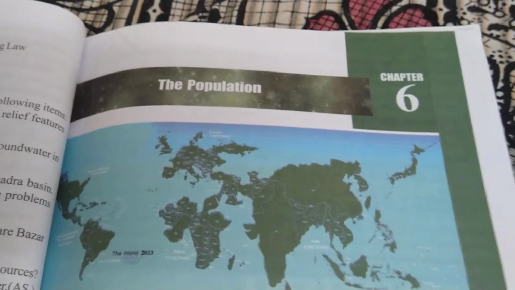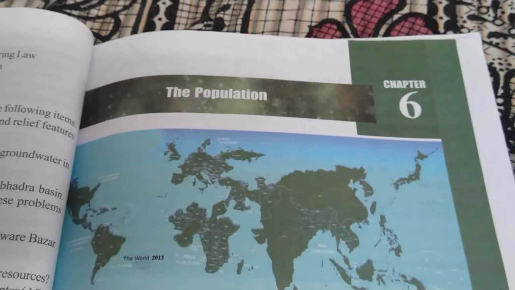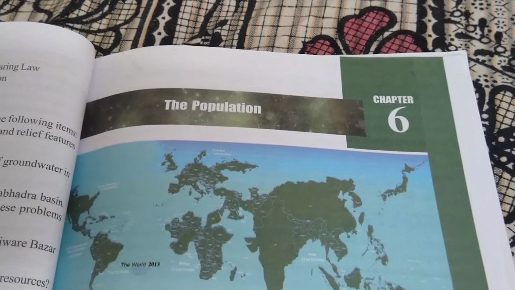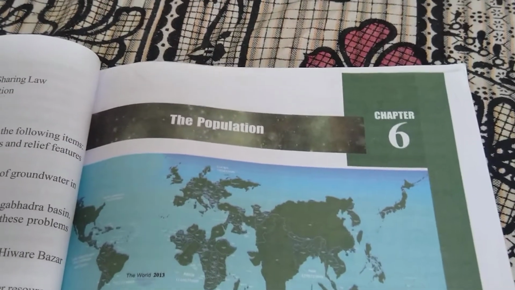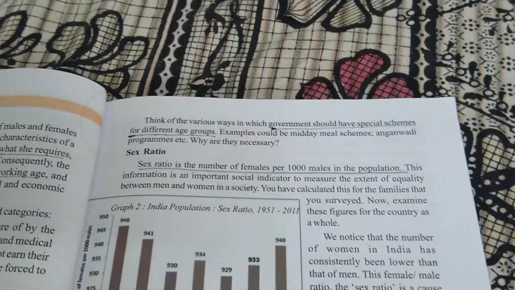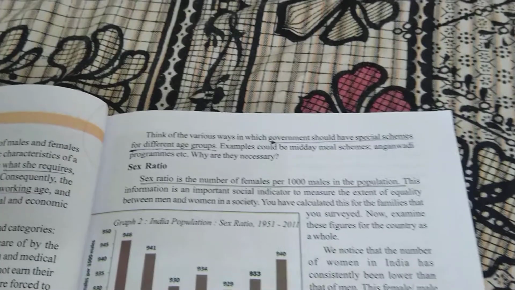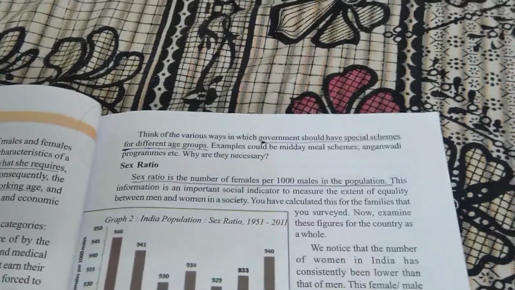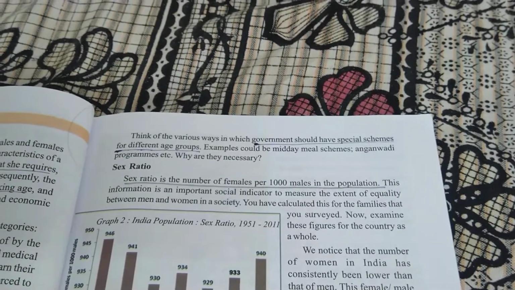Good morning, students. So we are discussing the population. In the previous class, we discussed sex ratio. So what is the meaning of sex ratio? Sex ratio is the number of females available for 1000 males in the population.